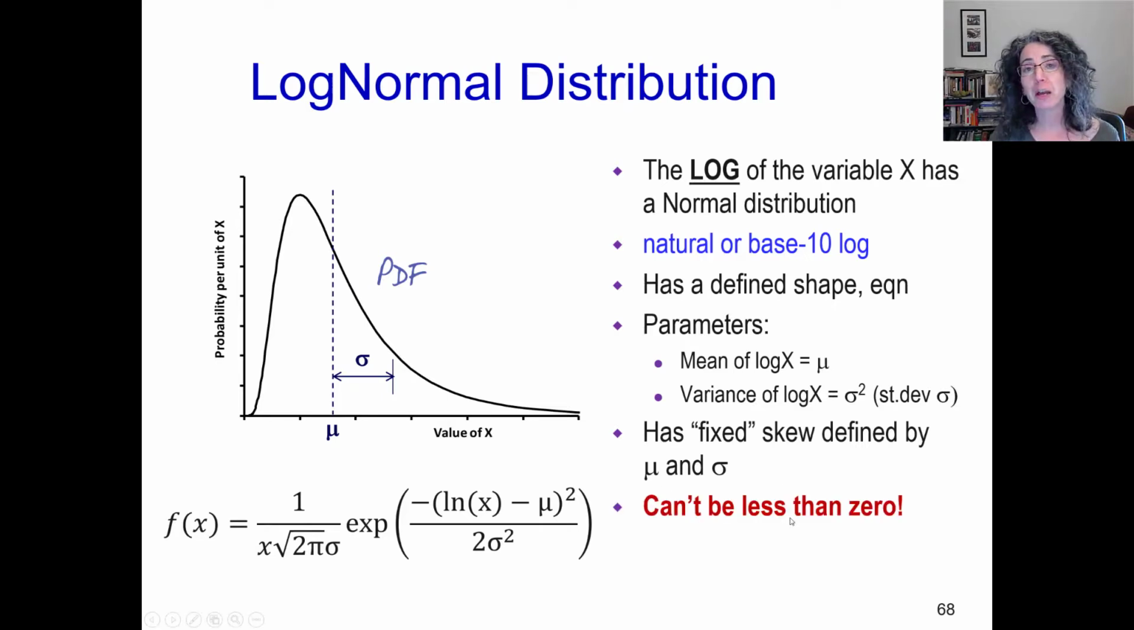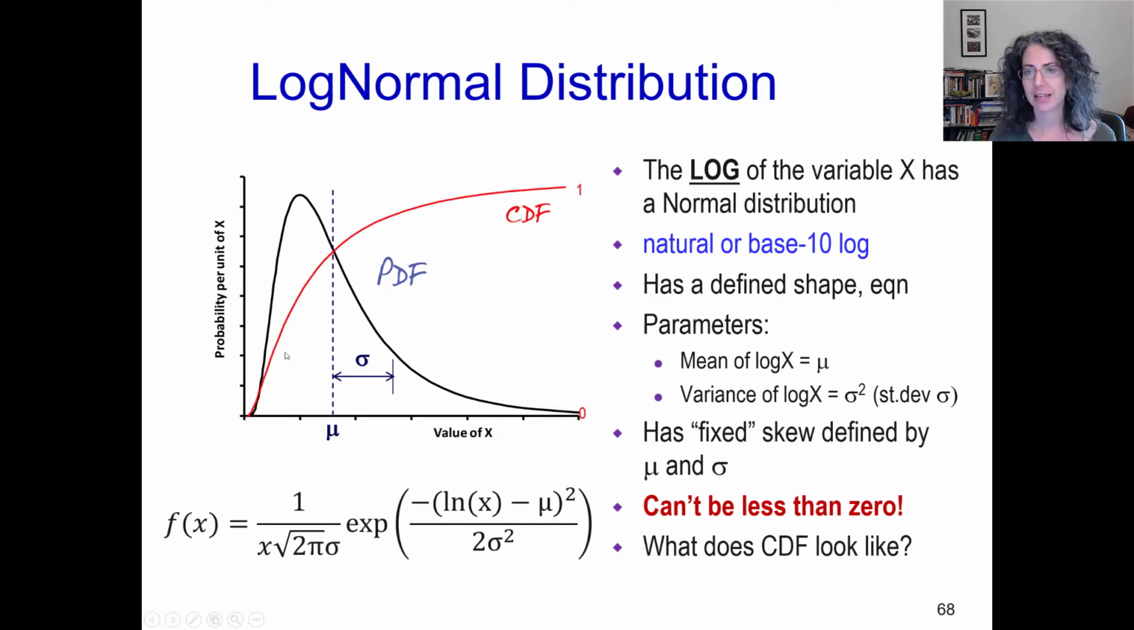A useful thing about the log normal distribution, and an important point, is that it can't be less than 0, right? The log of 0 is undefined, and there is no log of values below 0. So this distribution must always be positive, and that makes it useful to use for variables that cannot be negative. Okay, what does the CDF look like? Let me add that in. Here's the CDF of the log normal distribution of this particular ratio.